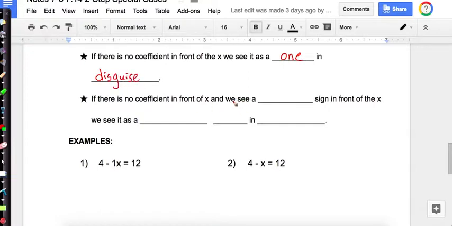If there is no coefficient in front of the x and we see a negative sign in front of the x, we see it as a negative 1 in disguise.